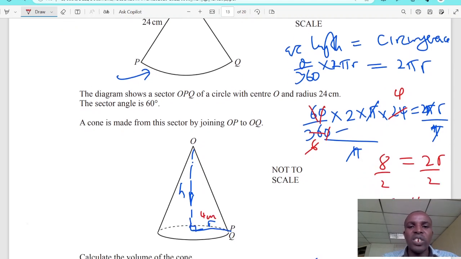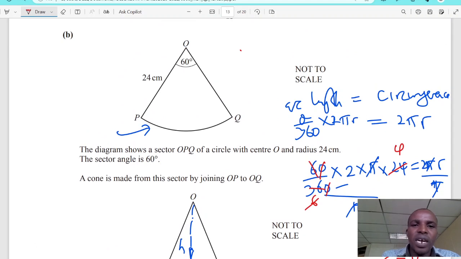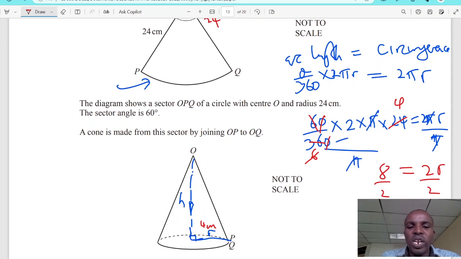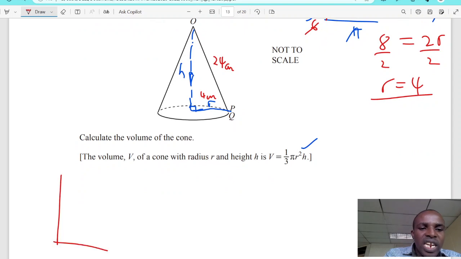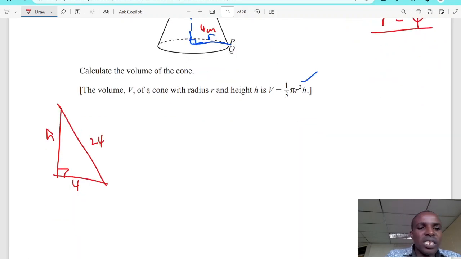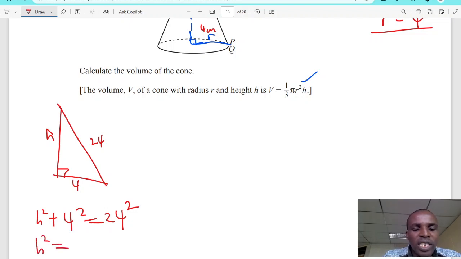Then the height of the cone is the one you have to find. How can you find it? This one is 24. OQ is still 24. From this, we can take a right-angled triangle like this to find the height H. This will be 4, this will be 24. To find H, use Pythagoras. So H squared plus 4 squared equals 24 squared. A squared plus B squared equals C squared. That's Pythagoras. Then H squared is 24 squared minus 4 squared, so H is the square root of 24 squared minus 4 squared. You can punch in your calculator the square root of 24 squared minus 4 squared.